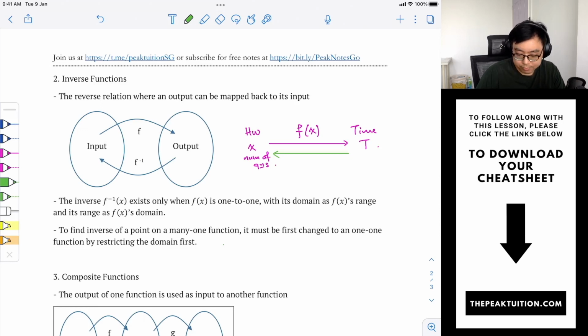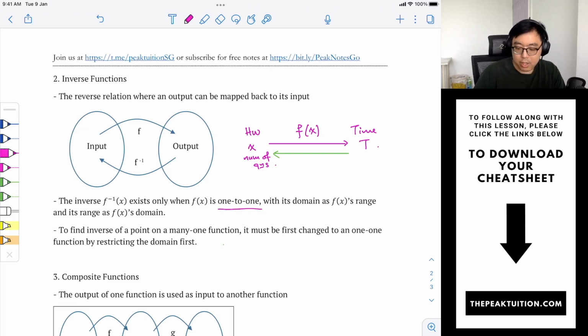But because the inverse function is also a function, it needs to be one-to-one or many-to-one as well. But of course, if the inverse function is many-to-one, that means the original function is one-to-many, which would not be a function, which means that the only possibility for an inverse function to exist is when the original function is one-to-one.